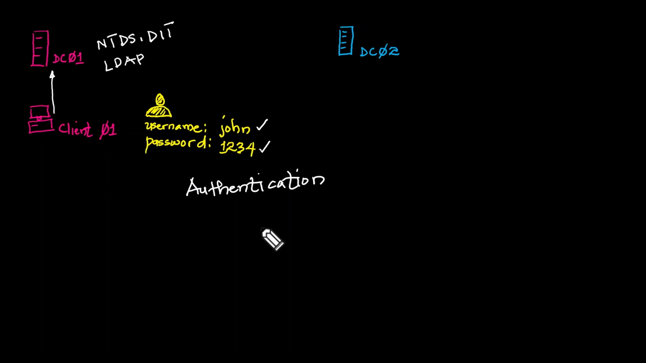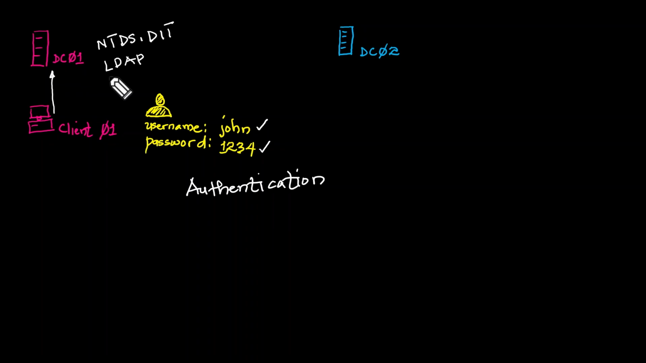Let's suppose that the username John matches a user within our database, but let's say the password is incorrect or the password doesn't match. If the password doesn't match, then the user will get a message that your password is incorrect. So those things are happening behind the scenes, all right? So LDAP is the protocol that is used to query the Active Directory database.